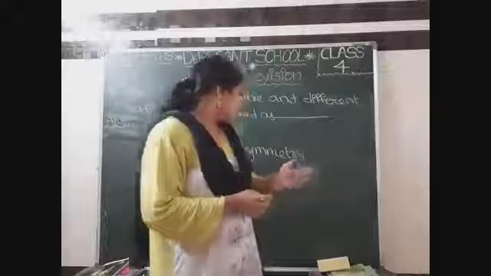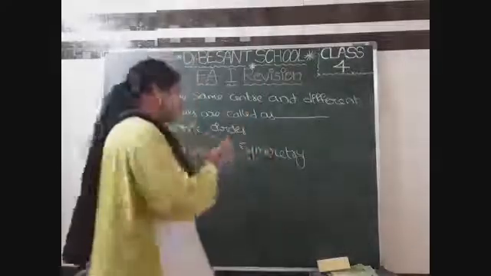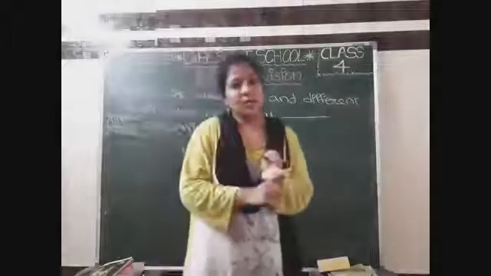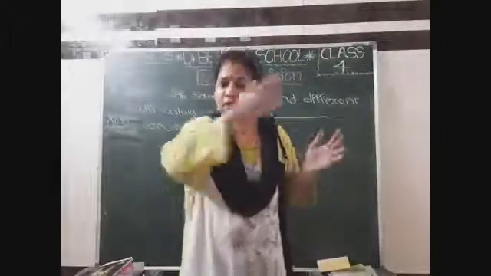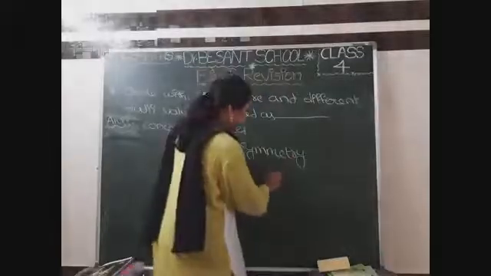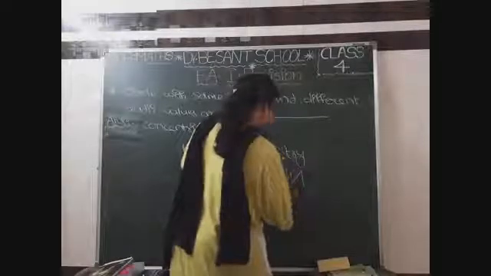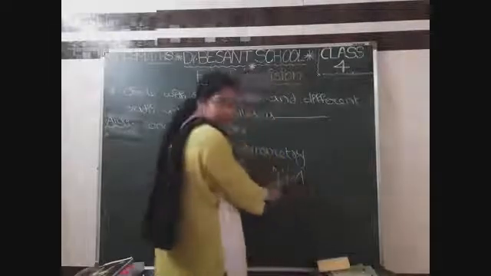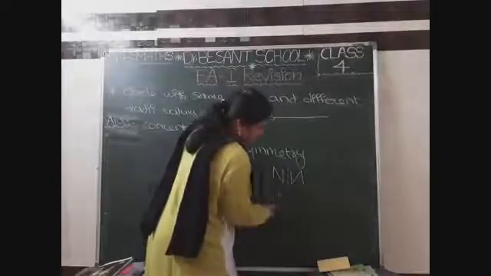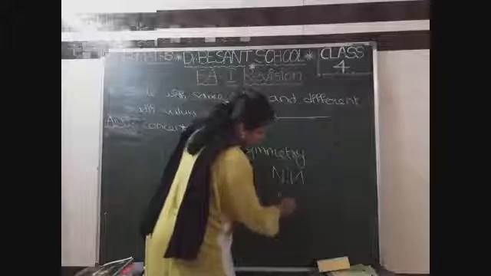Okay. Now let's see how many types of images there are. Water image and mirror image. Mirror image means when we get the reflection in the mirror, that is called the mirror image. If we have the object like this, we will get the reflection like this. This is the mirror image. And water image means we will get it down like this. This is the water image.